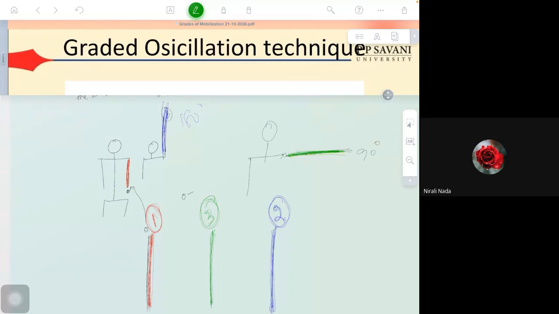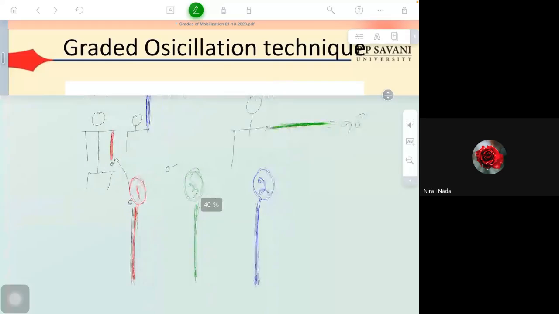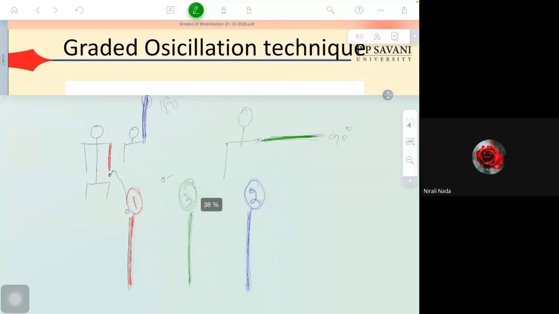That is the available range of motion, or you can otherwise call it the available range of motion. Can you follow me? Yes, sir. Okay. So now I will take another example.